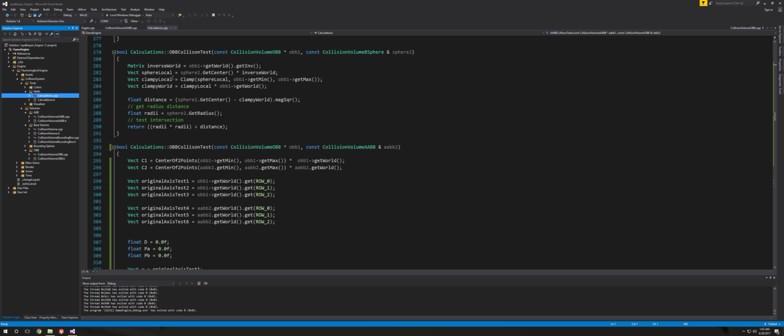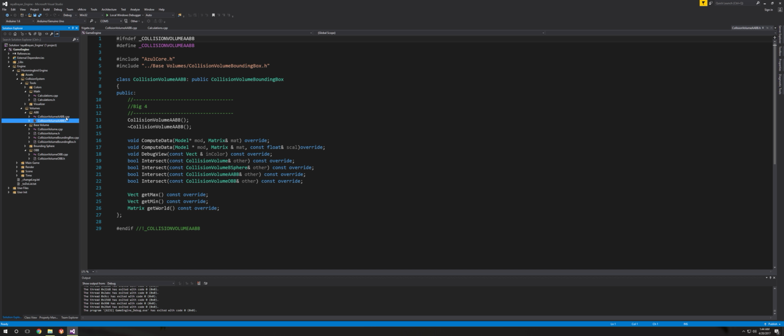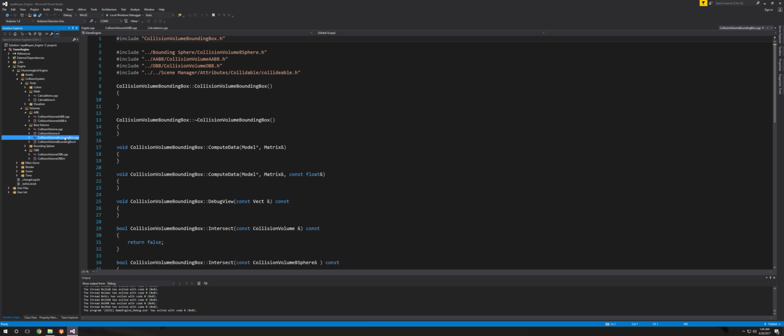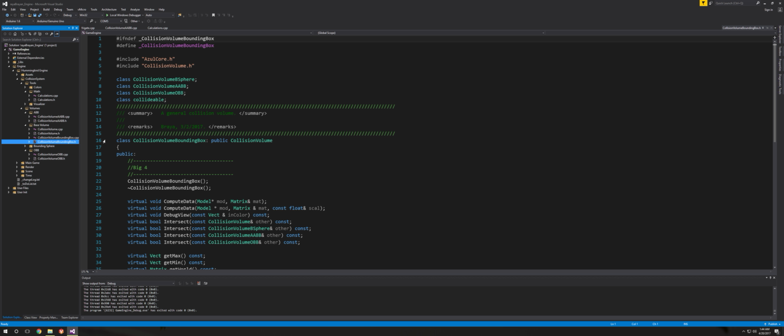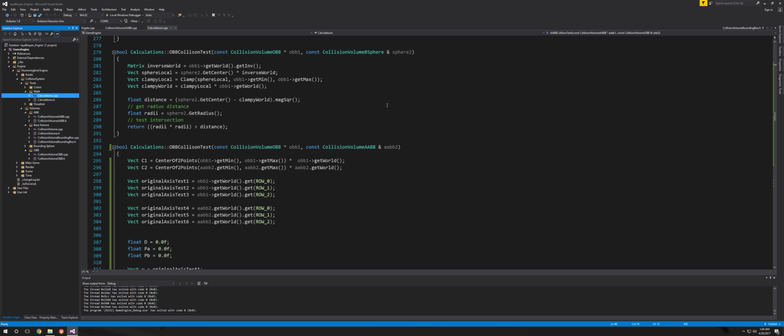My OBB computes the min and the max point, as well as stores the world position of the object. My AABB does the exact same thing, and they both derive from the collision volume bounding box, which in turn has its world min and max point that both bounding box volumes inherit from.